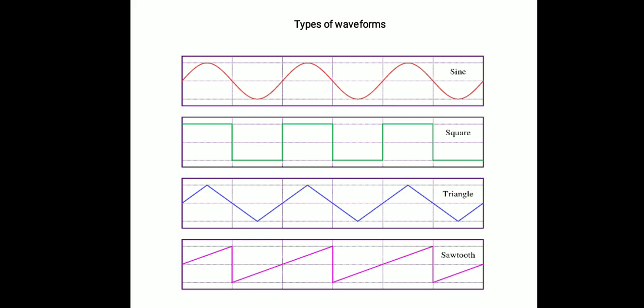Okay, it looks like the tooth of the hacksaw. Okay, so according to the shapes of these waveforms, names are assigned. So first one is the sinusoidal, next one is the square wave, third one is the triangular wave, and last one is the sawtooth wave. So these names are assigned according to the shape of those waveforms.